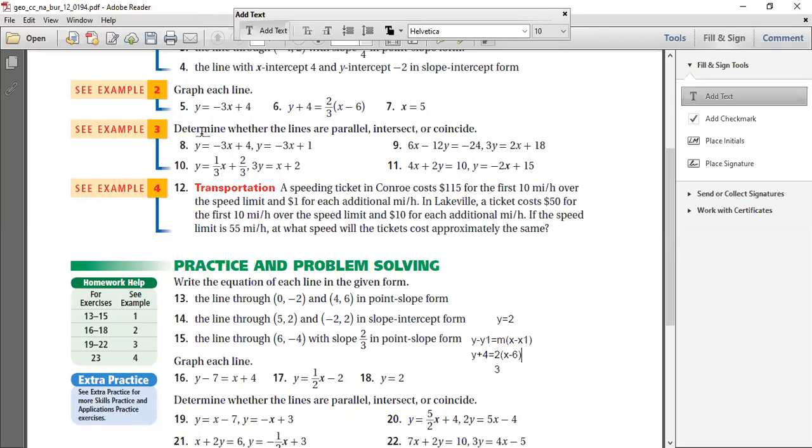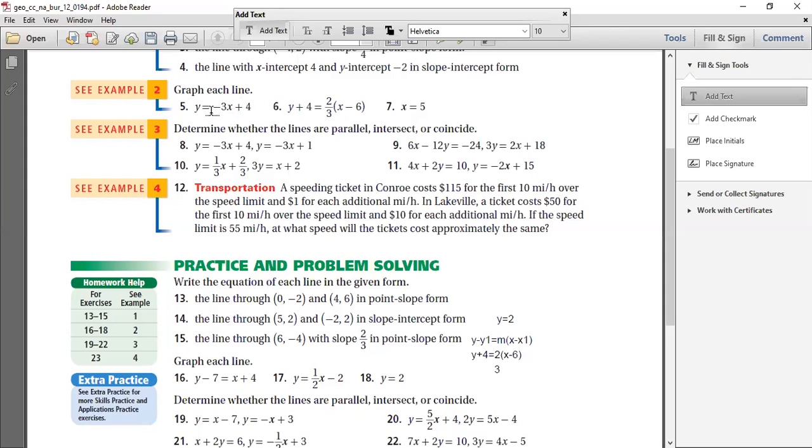Okay, so let's graph this line. Graph each line. First, make sure that it's in the form y is equal to mx plus b. Yes, it is. So to graph a line, what are the things we need? We need the y-intercept, which is b, and also we need the slope. Slope is important and y-intercept is important, then we can graph the line. Simple as that.